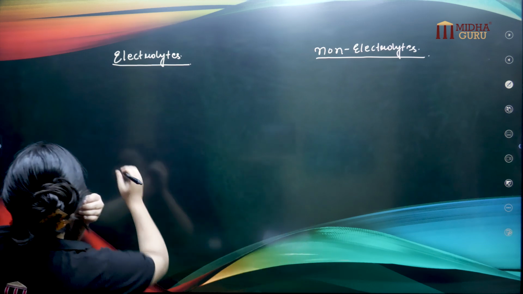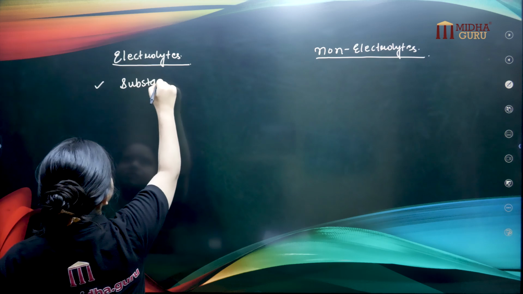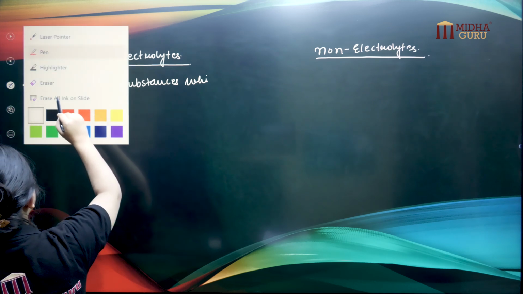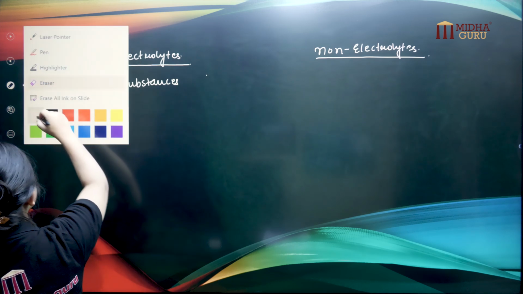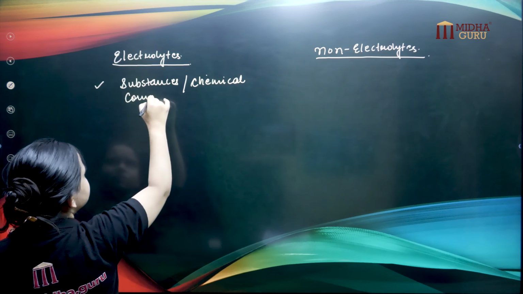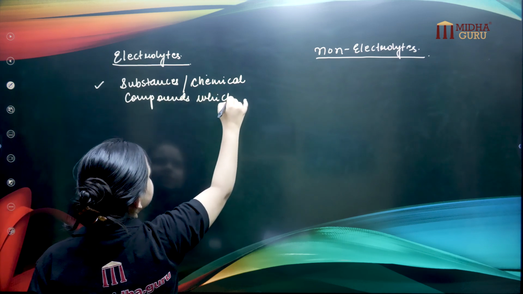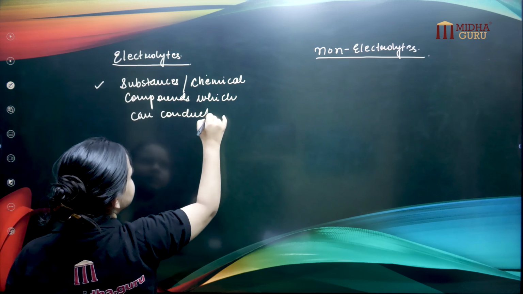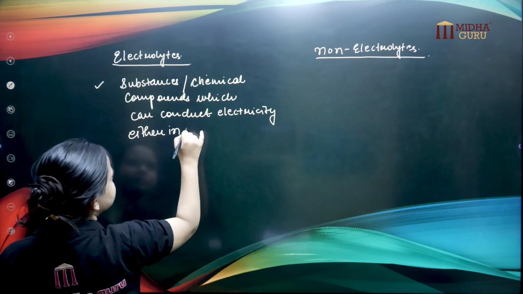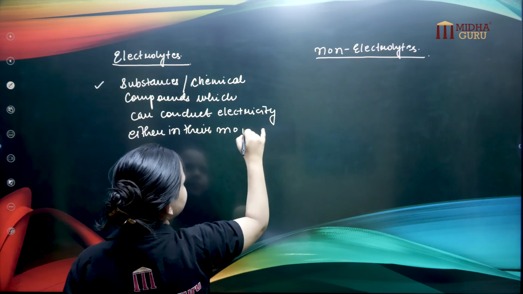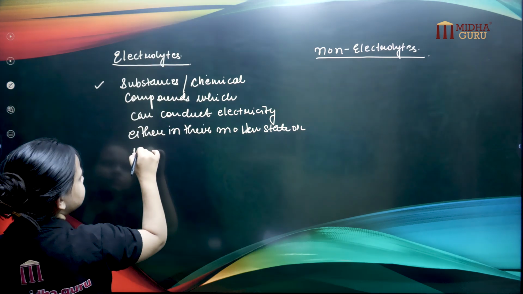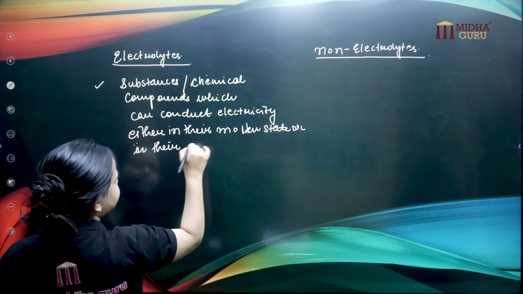Okay, so let's recollect. Electrolytes: substances, that means chemical compounds, which can conduct electricity either in their molten state or in their aqueous solution.